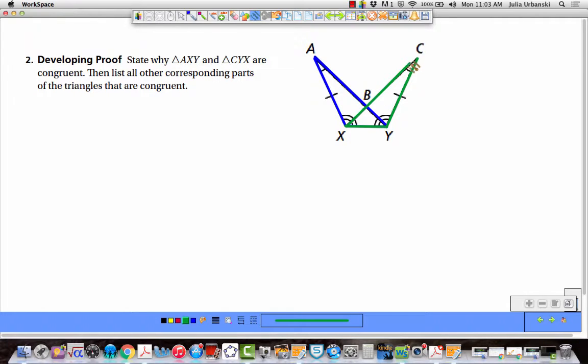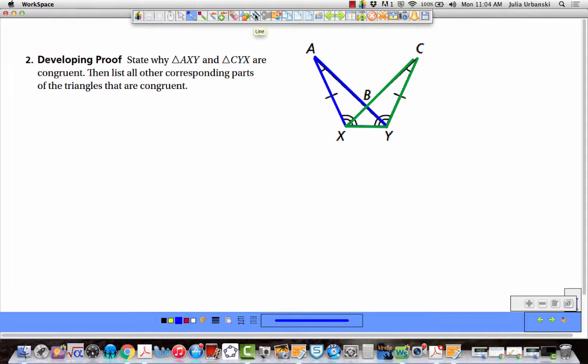Now before we do anything, do you see a side in those two triangles that is reflexive? It's the same segment, but it's used both in the blue triangle and in the green triangle. Can you see a reflexive side here? XY. That's part of the green triangle and it's part of the blue triangle. There are vertical angles here, but not in the blue and the green triangles that we're dealing with. Those would be in some different ones.